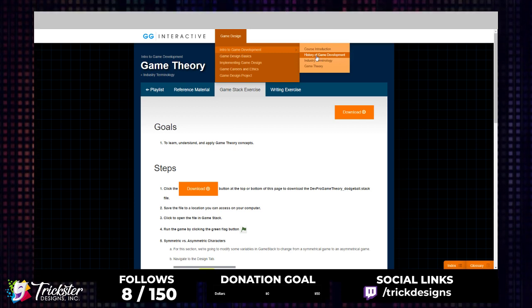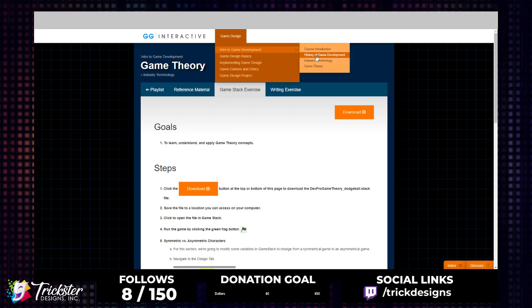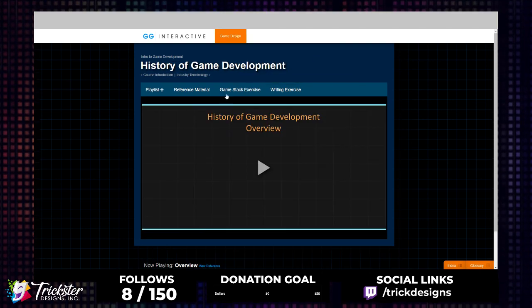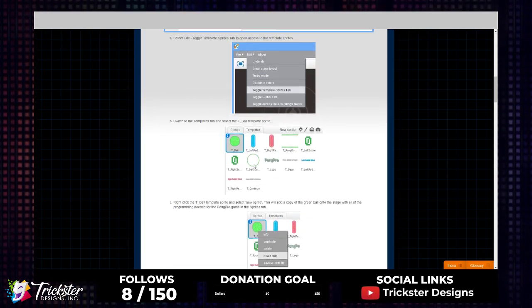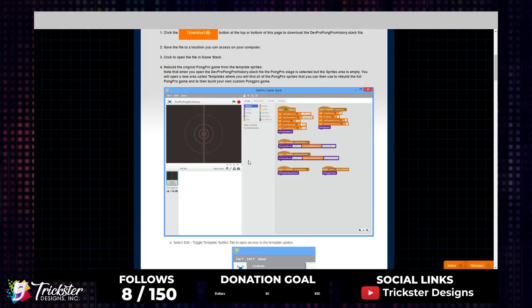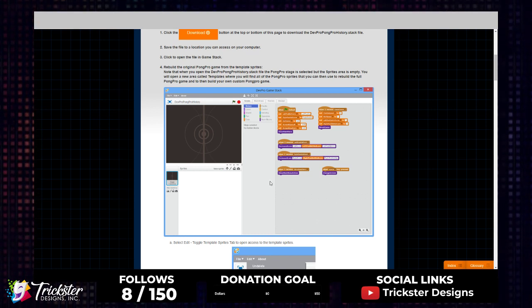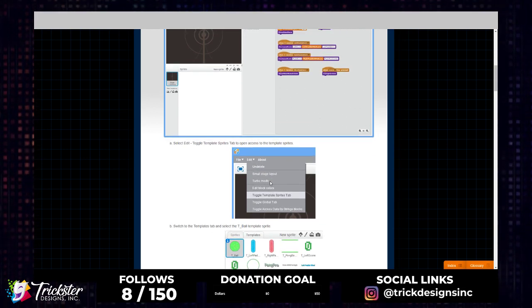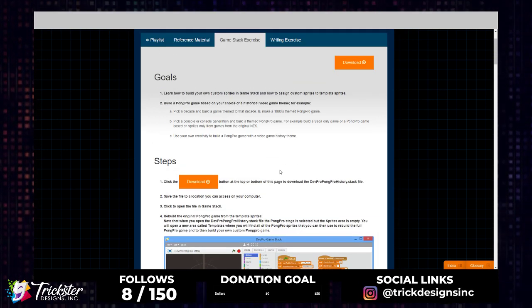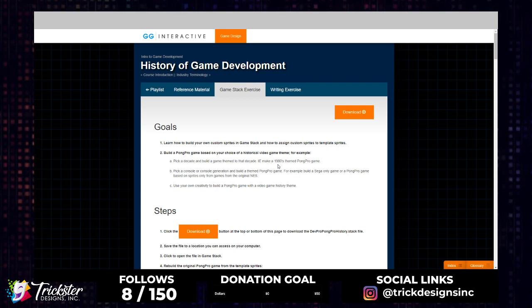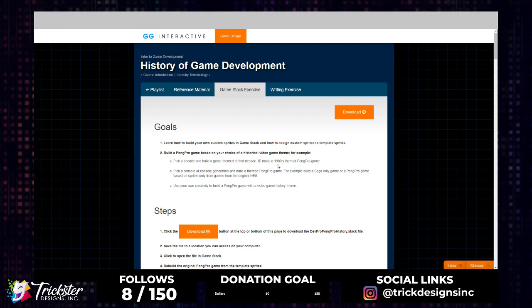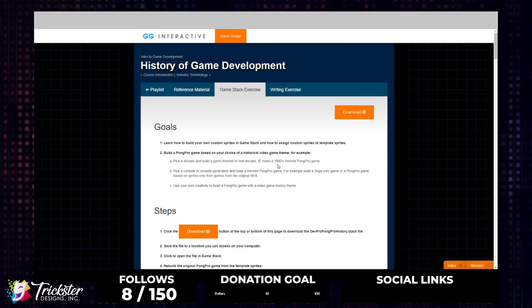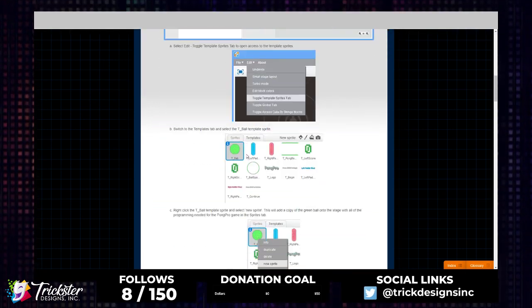I'm just envisioning that the history of game development sections for the game stack and the writing is going to take me the longest, so I'd rather save that for a little bit later in the day, because that's going to involve making or editing graphics for the sprites that they're asking me to use in this assignment.